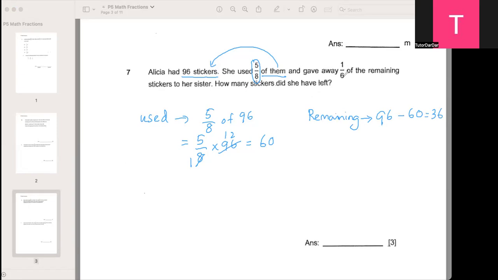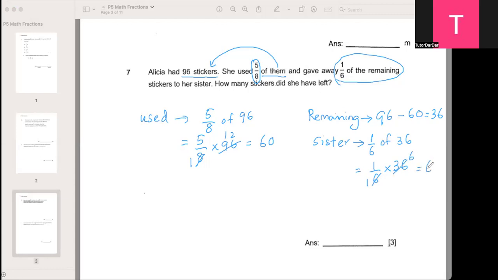Now, she gave away 1/6 of the remaining stickers to her sister. So that means we need to find the gift to the sister. Is going to be 1/6 of the remaining. That means 1/6 of 36 equal to 1/6 times 36. Both can be divided by 6. So 6 divided by 6, we get 1. 36 divided by 6, we get 6.